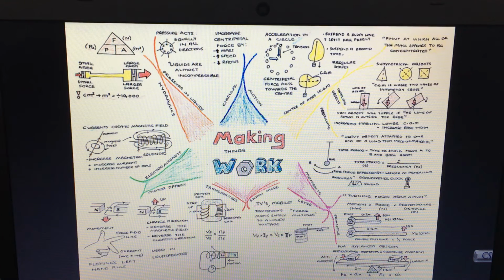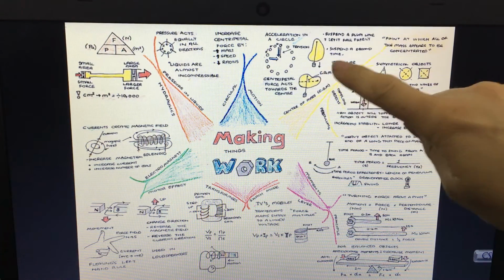This video is about making things work, and it comes up in P3 Part 2 AQA. So one of the things you need to know about is centre of mass, and you need to be able to find out how to work out the centre of mass. There's two different ways. One is for irregular shaped objects.